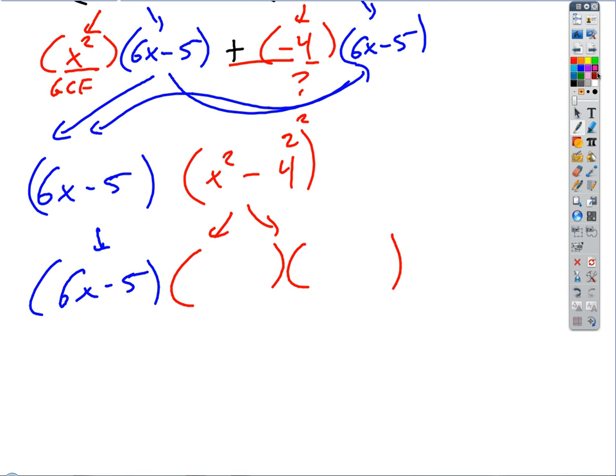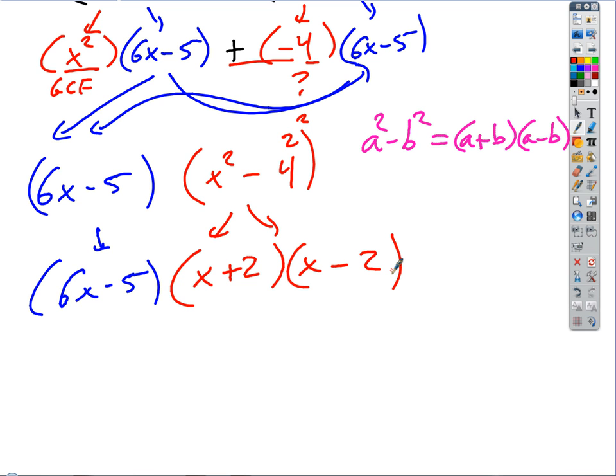And the difference of squares pattern, we know that one. a squared minus b squared factors how? In general, a plus b, a minus b. So for us, instead of an a, we have an x. Instead of a b, we have a 2, right? x squared minus 2 squared. So I just get x plus 2, x minus 2. Now I'm done. Got it broken all the way apart. Okay? Good.